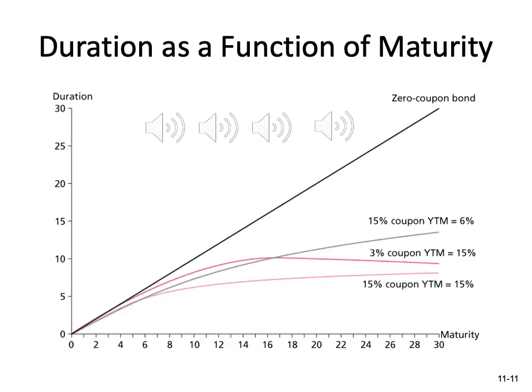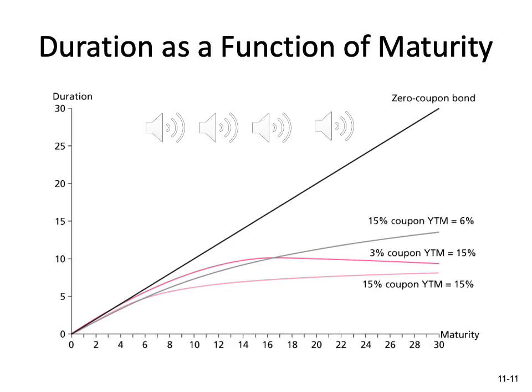This picture plots the 4 rules we just mentioned. On the vertical axis we have the duration, on the horizontal axis we have the maturity. So for rule number 1, zero coupon bond duration is the maturity. So you can see this is a 45-degree line. For example, for a 20-year maturity zero coupon bond, the duration is 20 years.